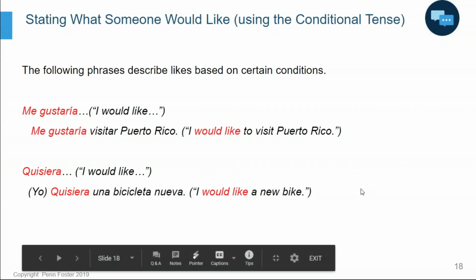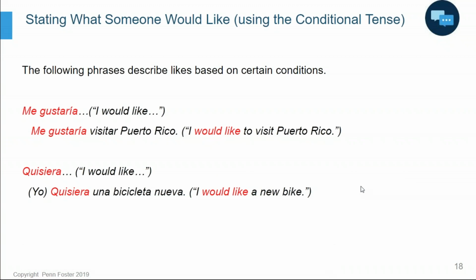But for the bottom option, quisiera is only used for first person singular. Just an additional way to express what I personally would like. So the top, you can use for just about any person, changing the pronoun from me to any other indirect object pronoun. But the bottom option is strictly used for first person singular, yo, or in English, I. So 2 different ways to express what someone would like.